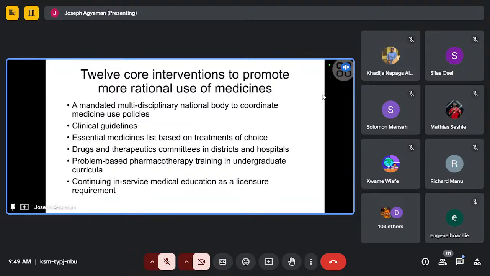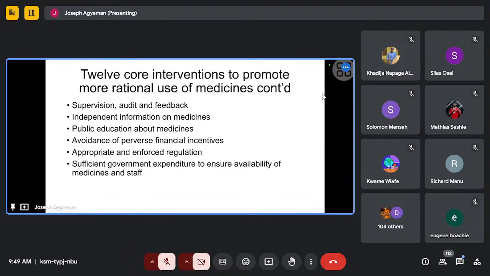So that is what is going on now. Now, before you be allowed to renew your license as a pharmacist, you need to show evidence of continuous professional development. With that, at least, the regulator knows that you've updated yourself and at least you've added something new to what you already know. And therefore, it's likely going to help you improve upon your expertise that can contribute to rational use of medicines. Then supervision, audit, and feedback.